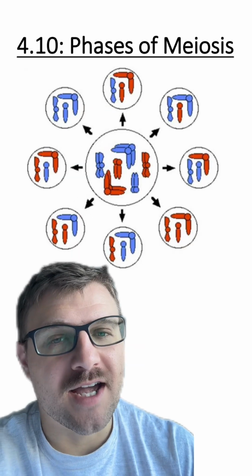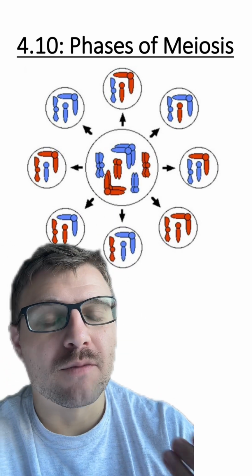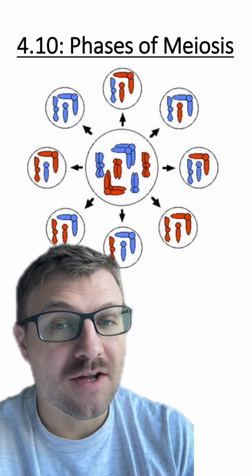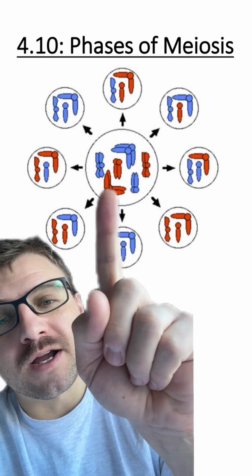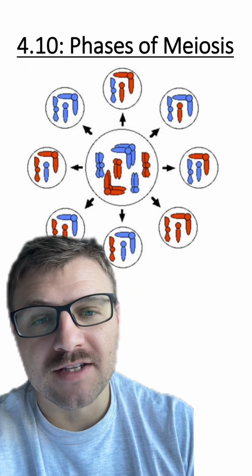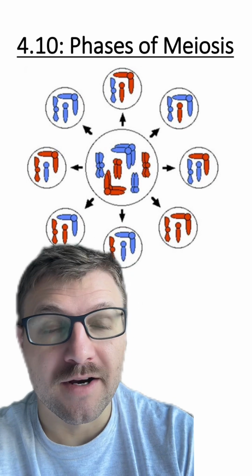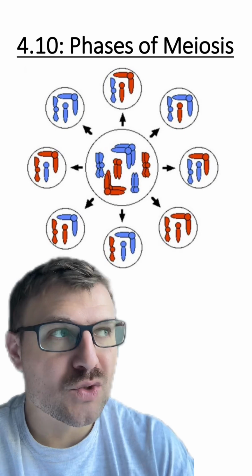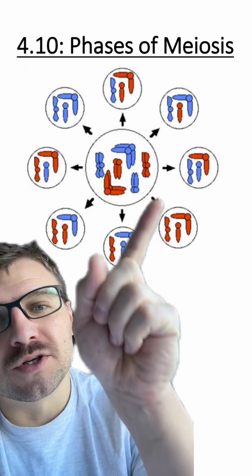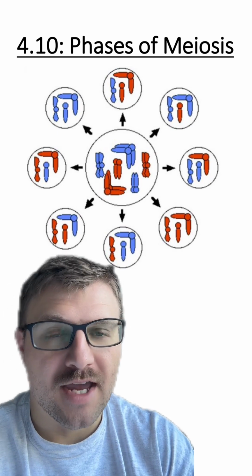I like to use this diagram to represent independent assortment, where our starting cell is going to have homologous pairs of chromosomes. In this case, there are 3. Each of the homologous pairs you can see has chromosomes that are the same length and have the centromere in the same position. Now remember, within homologous pairs of chromosomes, one is going to come from the mother and one comes from the father. Now, in each one of the cells that are going to be produced through meiosis, you can see there is a different combination of the mothers and the fathers.